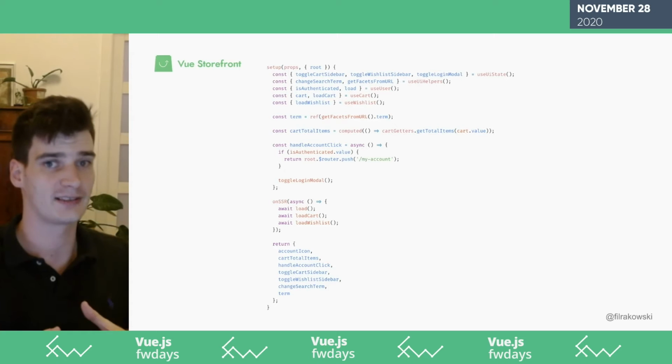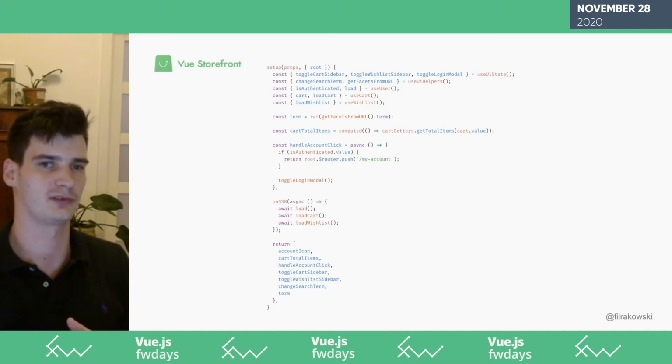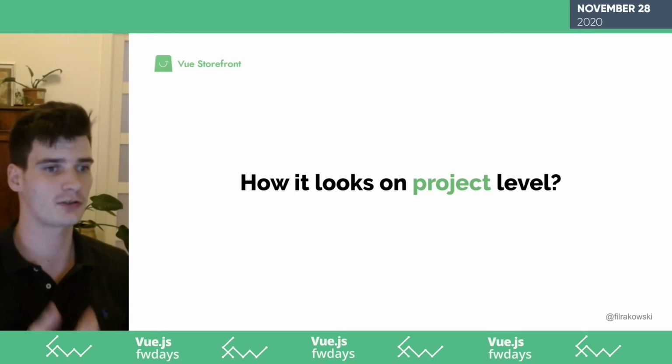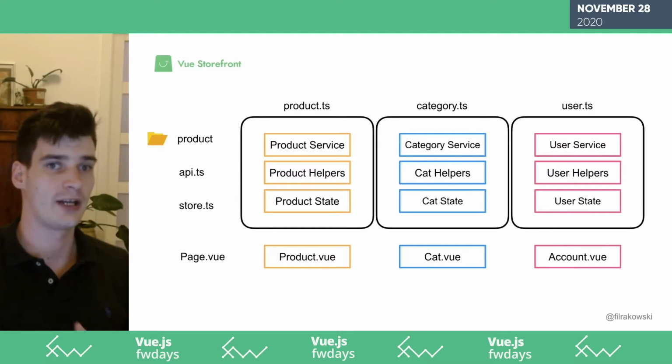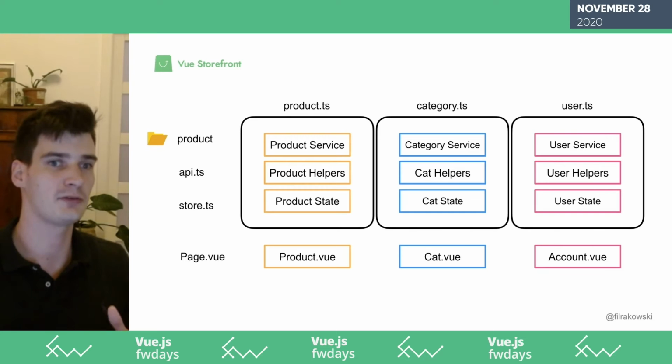Our root components or page components can now utilize these composables. This is an example from Vue Storefront, from the login component, and you have to admit it's super readable. And it's even better on the project level. We have everything related to a certain feature in a single folder, and we also have a single entry point for all of that, which we can use anywhere in our app, and this entry point is decomposable, of course.